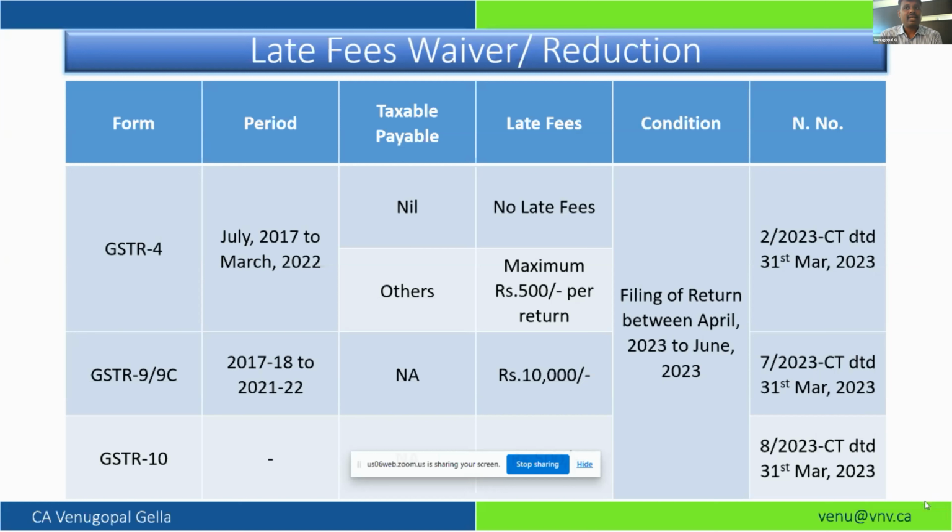GSTR-10 is, unfortunately, whenever you intend to close down your business, you make an application for surrendering. Your application would be agreed and accepted and the communication sent by mail.